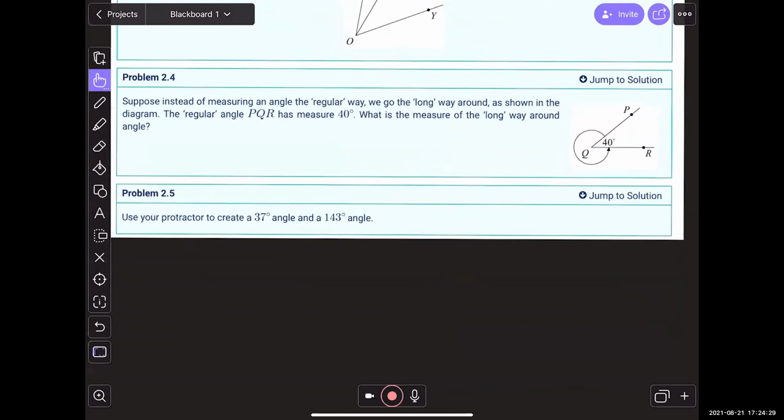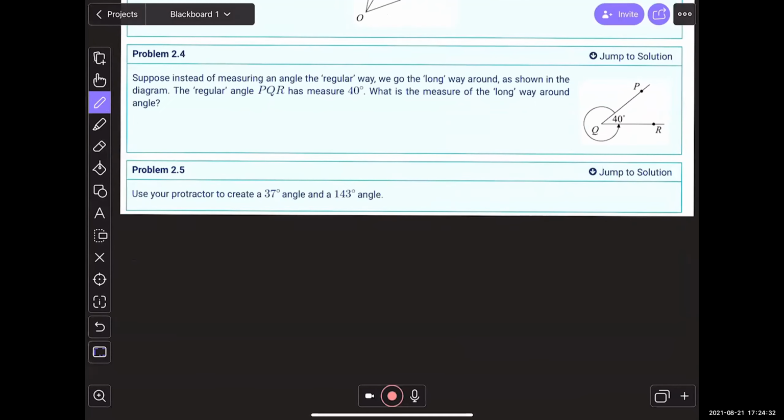All right, moving on, question number 2.4, Brendan. As we can see here, angle PQR is 40 degrees, but if we go the long way, what is that measurement going to be, Brendan? Not sure. You're not sure? Okay, so what do we know about this drawing, right? What we can see here is that this looks like it's part of the whole circle, right? So what do we know about that full circle, Brendan?